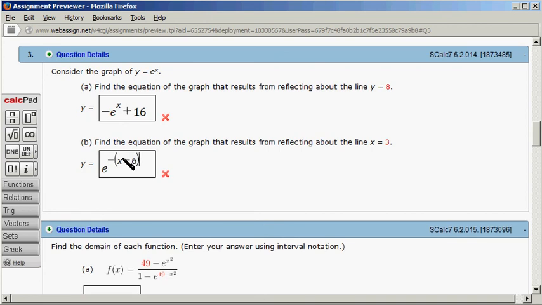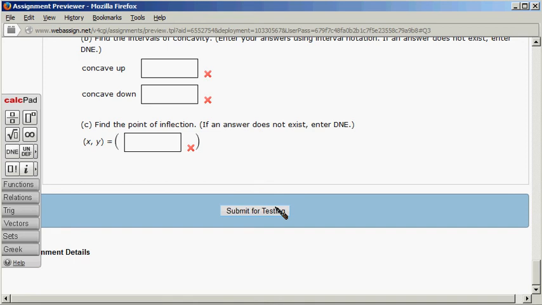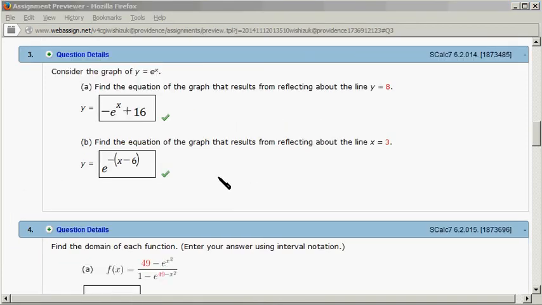Let's double check by clicking submit for testing. It came back and looks like we got part A and part B correctly. That's it. I hope that this was clear.